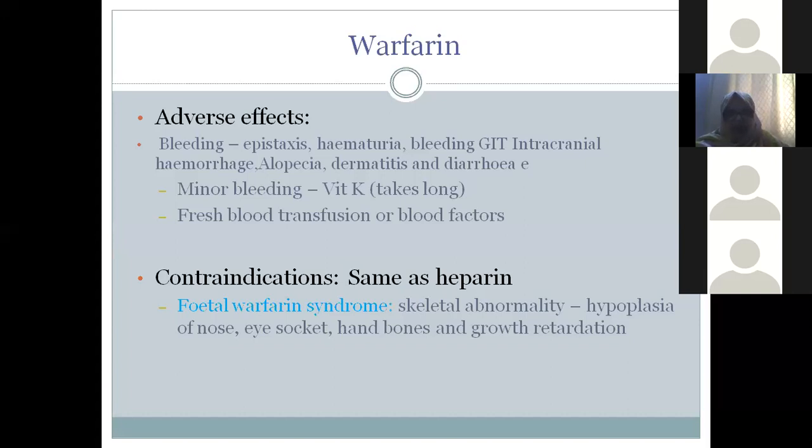blood. Contraindications are the same as heparin: if the patient has GI ulcers, hemorrhoids, malignancy, ocular surgery, neurosurgery, or any other bleeding disorder. Besides that, there is fetal warfarin syndrome, which presents with skeletal abnormalities in the fetus such as hypoplasia of the nose, eye socket, hand bones, and growth retardation.